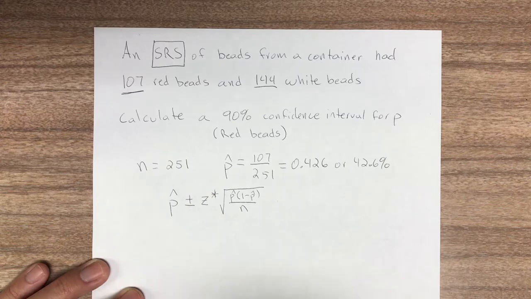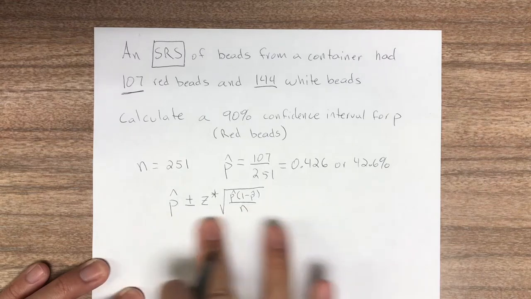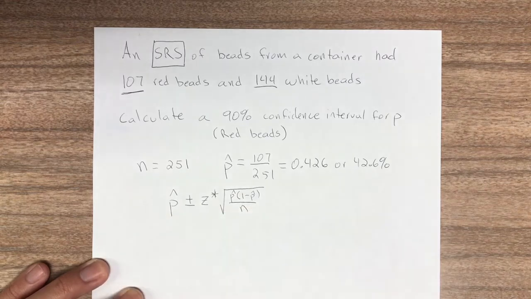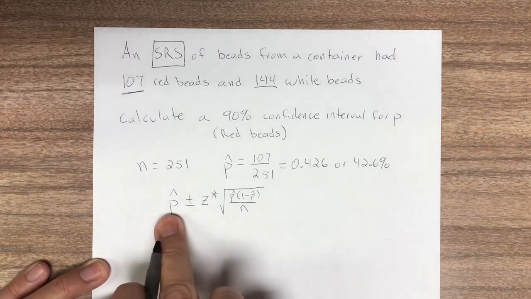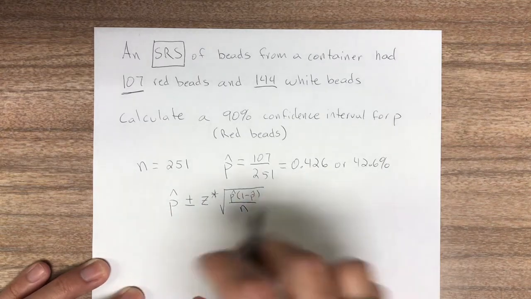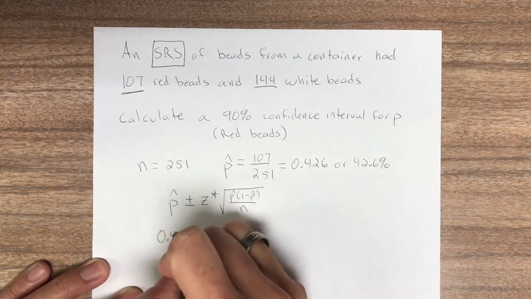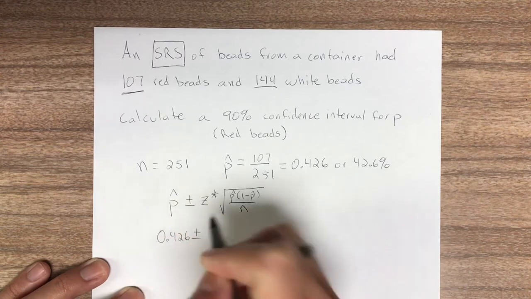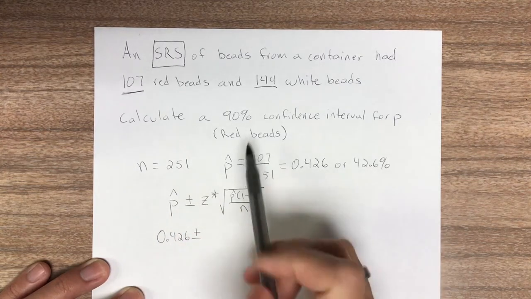When you substitute the numbers, you can use the calculator to simplify, and there's also a function that you can use to find the confidence interval. But I'm going to set up the formula so you know where the numbers are going to go. So my statistic will be my decimal, 0.426, plus or minus my critical value for 90%.